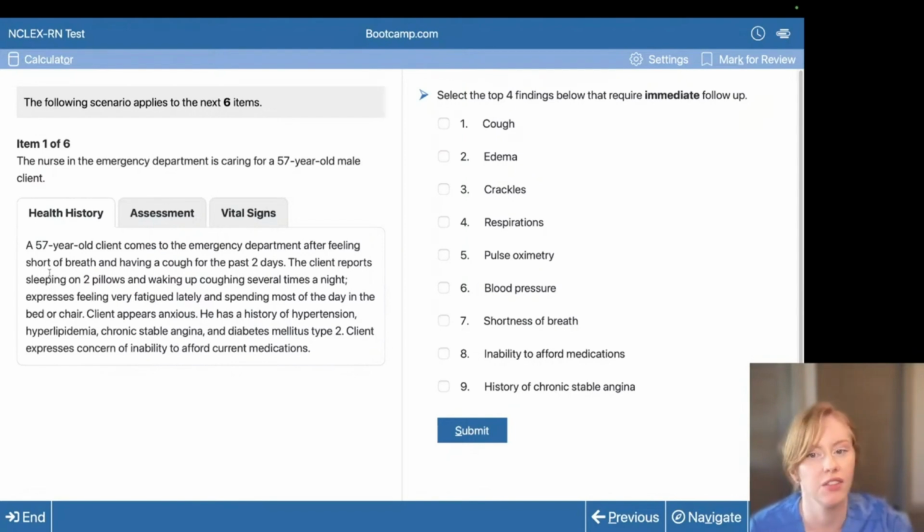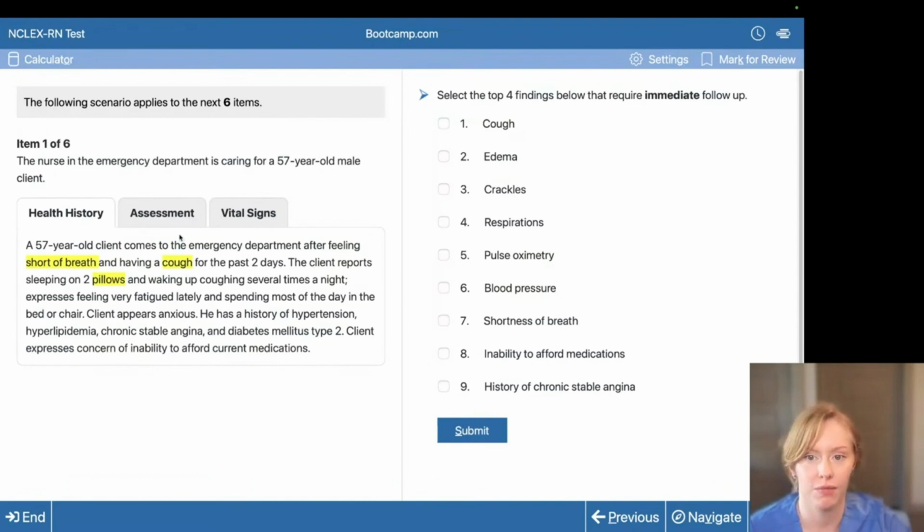So, all right, we've got this 57-year-old client. He's in the emergency department. He's saying he's been feeling short of breath and has had a cough for the last couple days. He's been sleeping on 2 pillows at night, and he wakes up coughing several times a night. He's been feeling very fatigued, and he spends most of the day in the bed or the chair. So keep this picture in mind as we're building and getting more information.